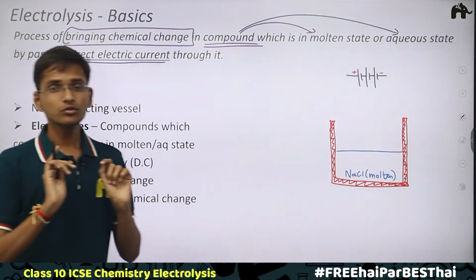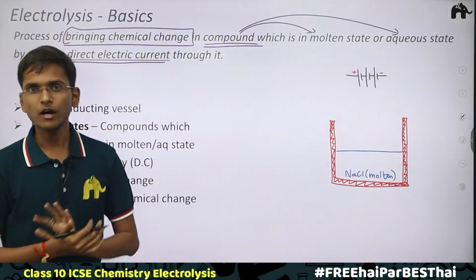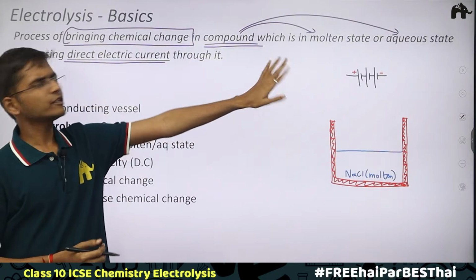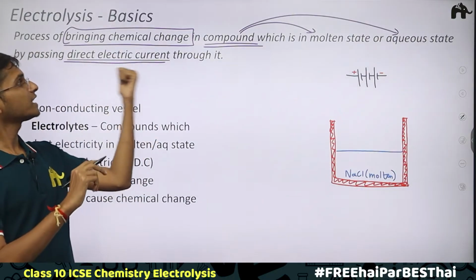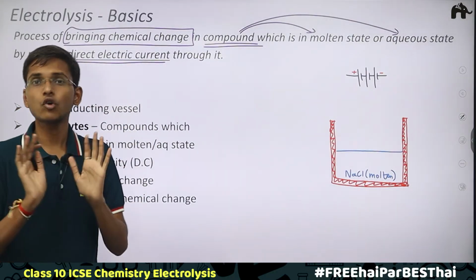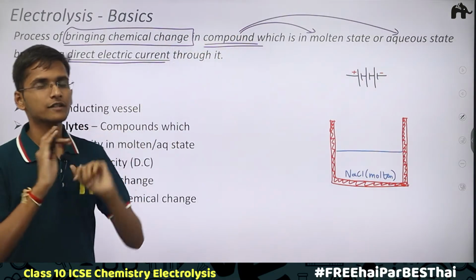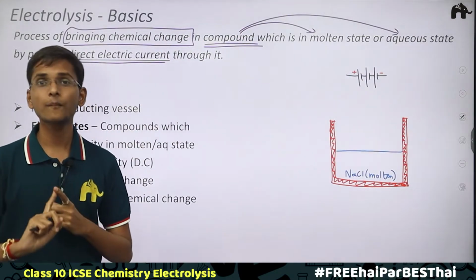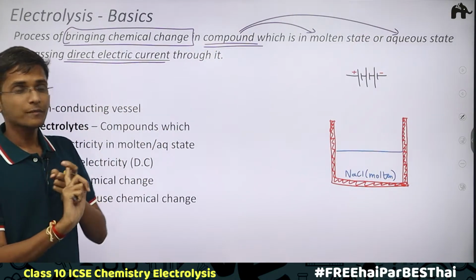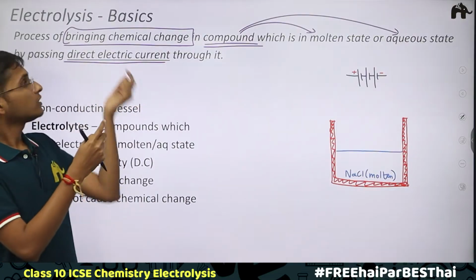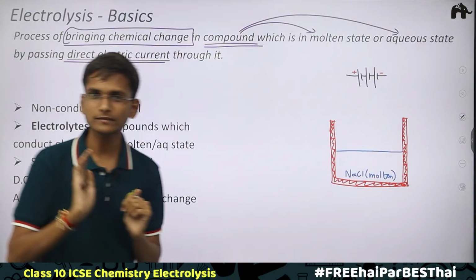Then in electrolysis I need to bring a chemical change in a compound which is in molten state or aqueous state. And how do I bring that chemical change? By passing direct electric current through it. So first of all, I need a compound. In order to bring the chemical change in a compound, I first of all need a compound. Now how should that compound be? That compound should allow this direct electric current to pass through it.